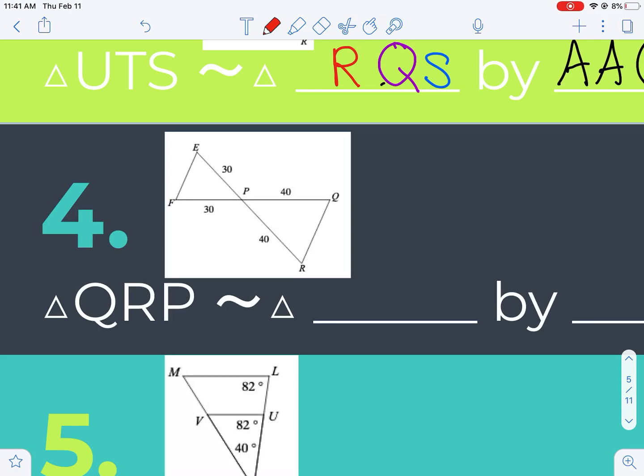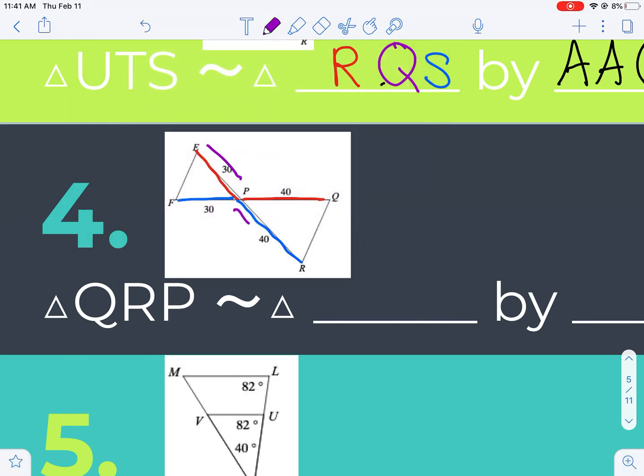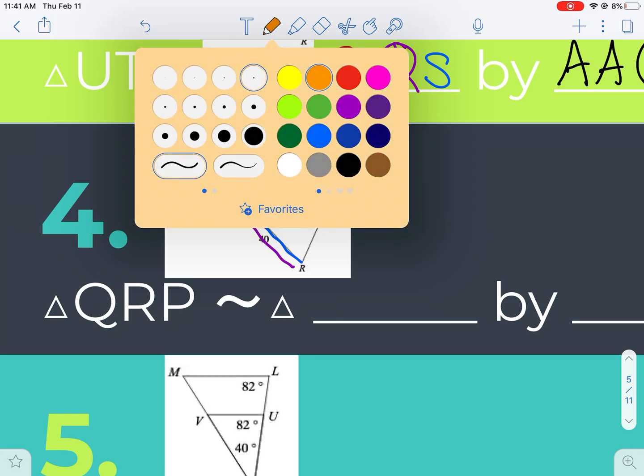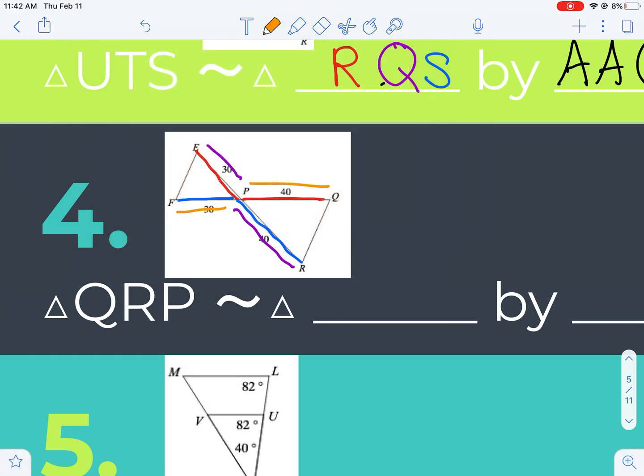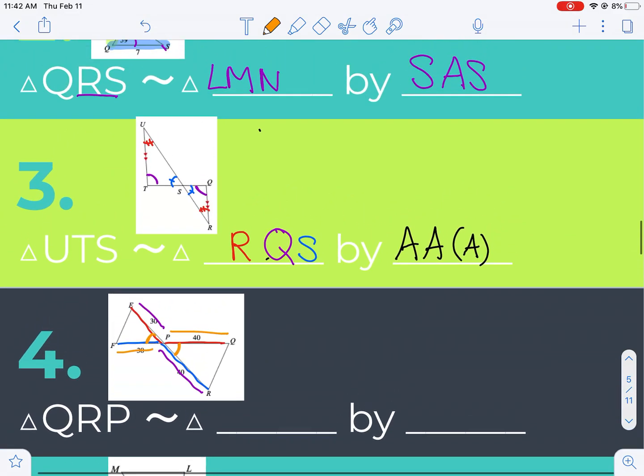On this one, I've got QRP. So QR. And I'm looking at this and I see, hey, this guy could correspond here and have this guy correspond here. So it could be folding across. Or I could have the 30 in this one corresponding and this corresponding. So this one's a little ambiguous. Either way though, because I've got these vertical angles, I know I'm using side angle side.